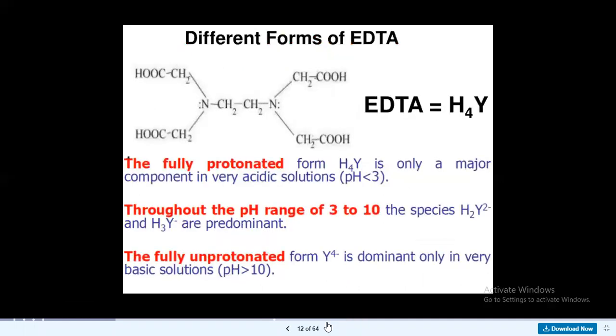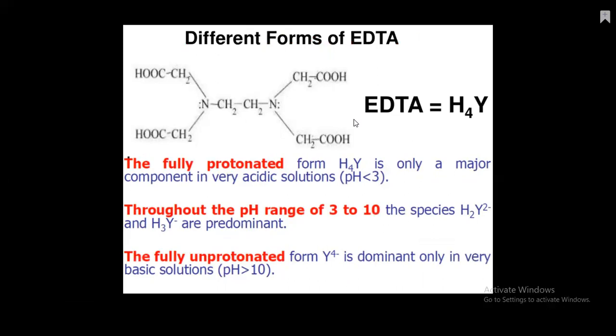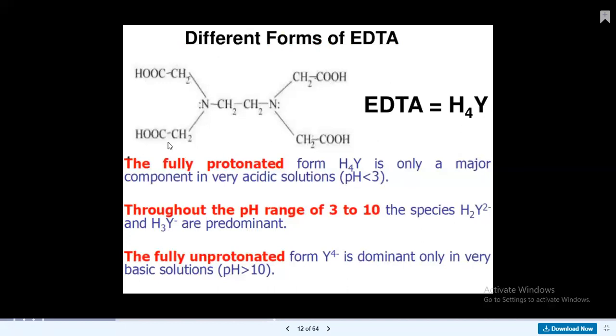Now the different forms of EDTA, because EDTA has four pKa values. Four pKa values means at different pH, it releases hydrogens 1, 2, 3, and 4. From pH 2 to pH 10, it releases all of its hydrogens. The fully protonated form H4Y is present as the major component only in very acidic solution. When we increase the pH, it removes its hydrogens one by one.